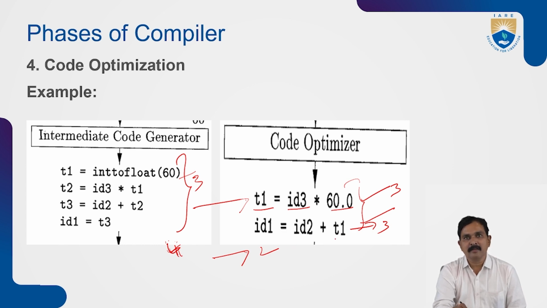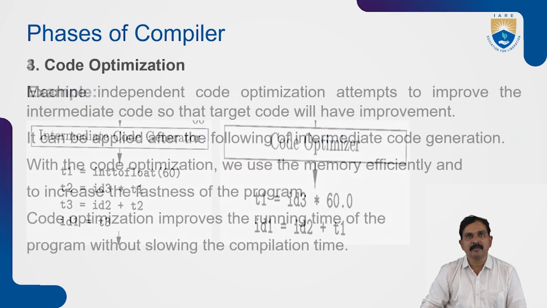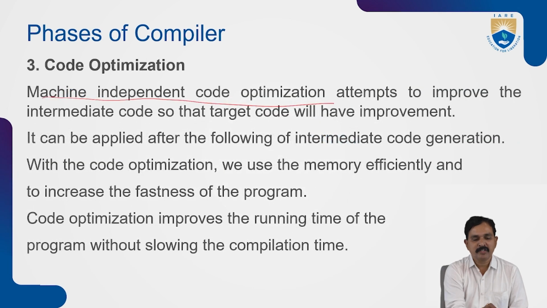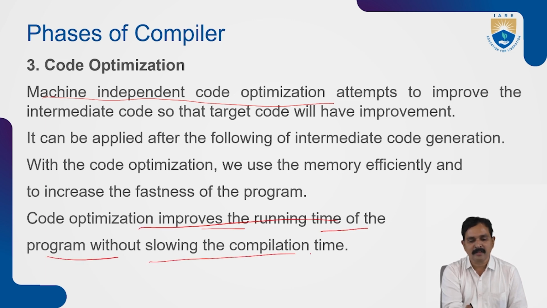In this way, you save time. Automatically the execution becomes faster, and the running time may be reduced. Execution becomes faster, and memory efficiency is also improved because we are running only 2 statements, not the 4 statements. So finally, what is the advantage of code optimization itself? Code optimization improves the running time of the program without slowing the completion time. It increases the speed of the program, and memory efficiency also increases. This is the idea of code optimization.